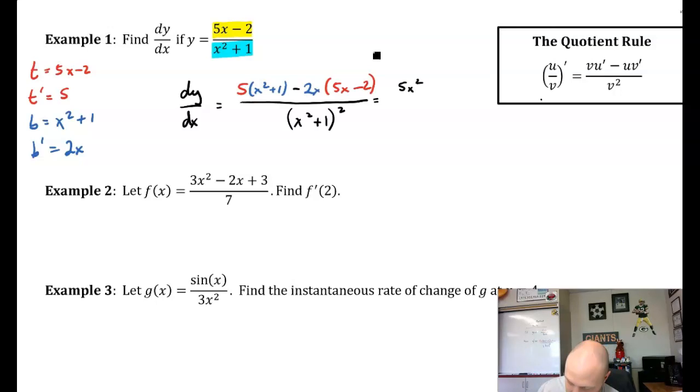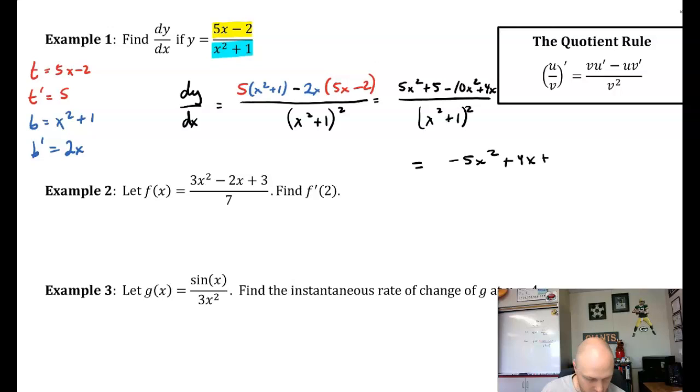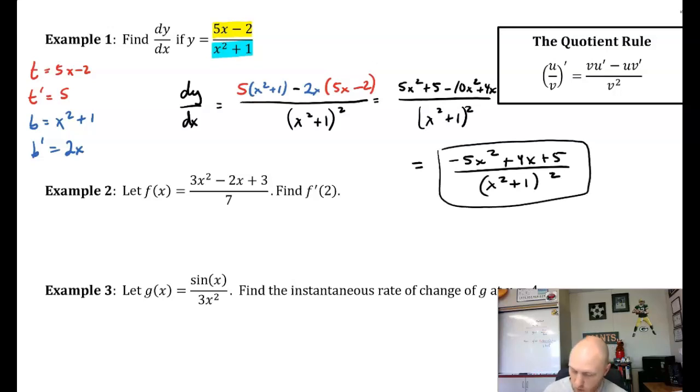Okay, and if I wanted to simplify here, let me just distribute. We have 5x squared plus 5 minus 10x squared plus 4x all over our denominator squared. X squared plus 1, quantity squared, and I'll clean up that numerator, negative 5x squared plus 4x plus 5 all over x squared plus 1, quantity squared. Okay, so there's our dy dx.